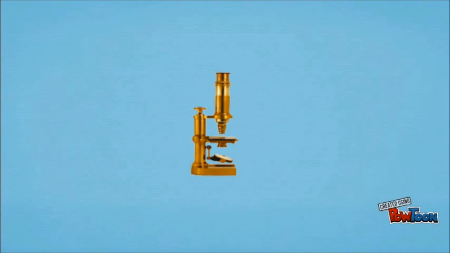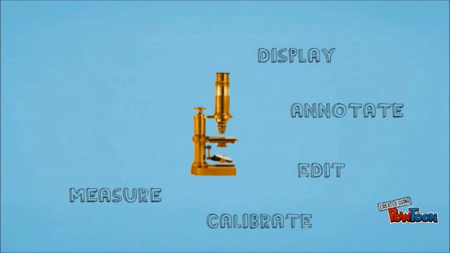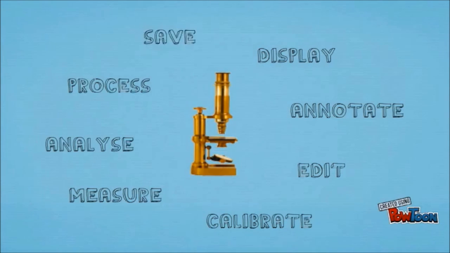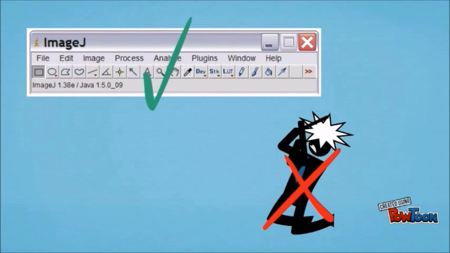In order to do a proper accurate analysis, you need to process your data first. With ImageJ, we are able to display, annotate, edit, calibrate, measure, analyze, process, and save image data. What kind of processing is required depends on your question and image type. Lucky for you, ImageJ has a visual interface, so coding is not required.